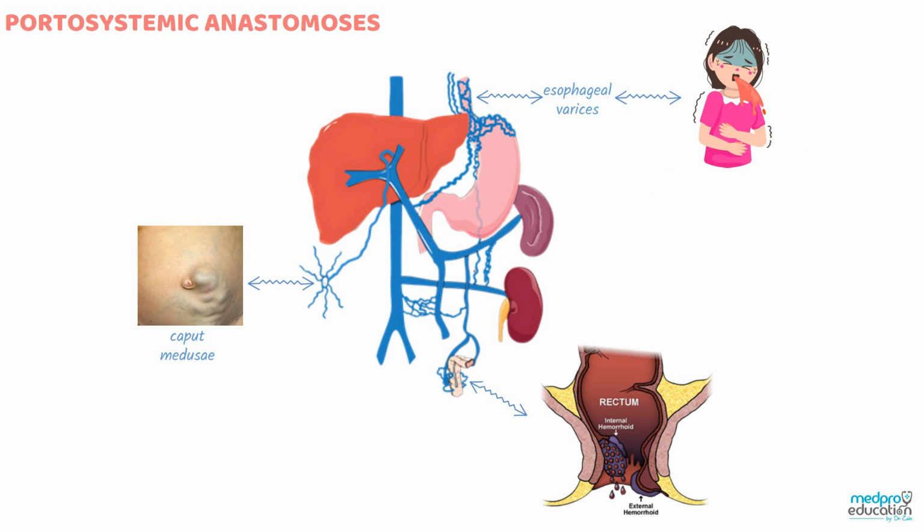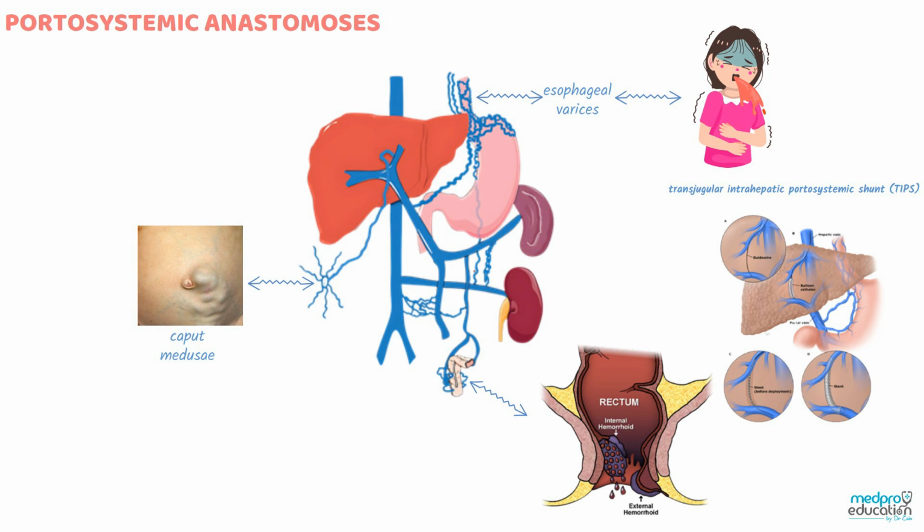Management may include transjugular intrahepatic portosystemic shunt, which creates a channel between the portal vein and hepatic vein. While this relieves portal pressure and reduces complications, it can also shunt toxins into systemic circulation, sometimes precipitating hepatic encephalopathy.